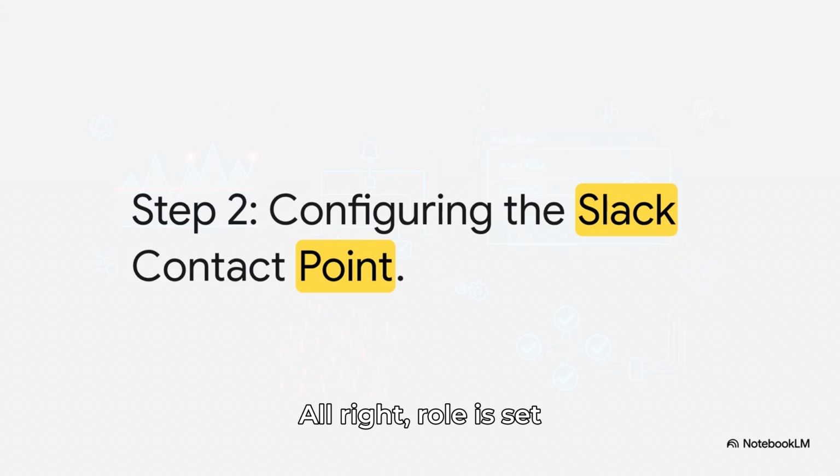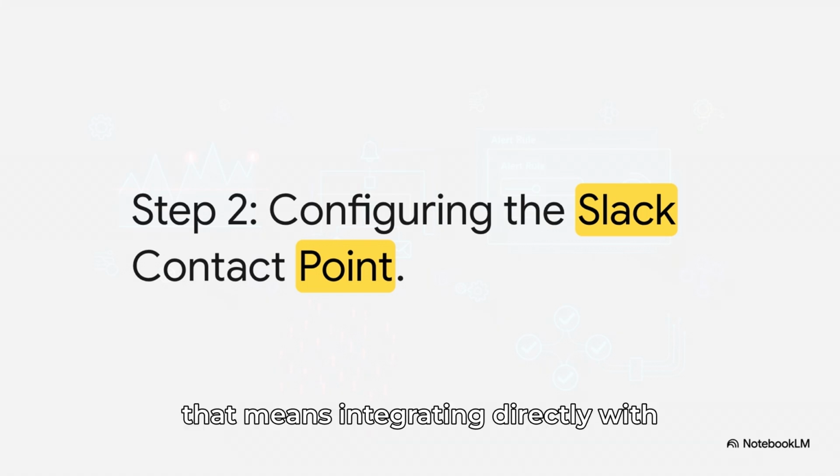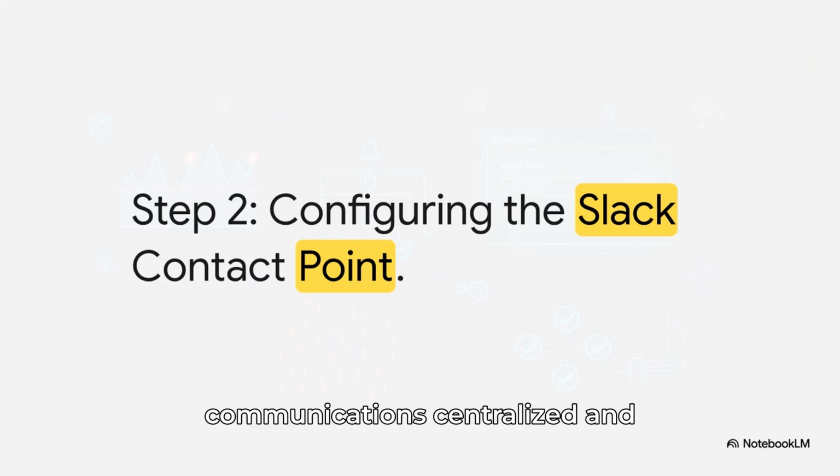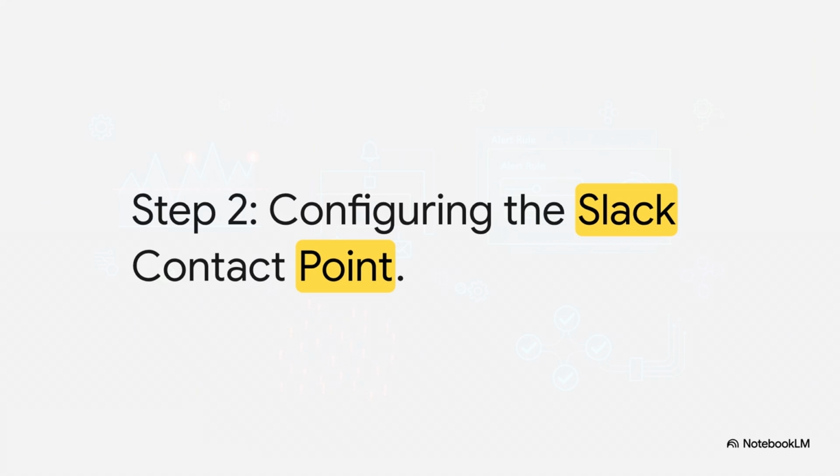All right, rule is set up. Context is there. Now we have to decide exactly where it goes. This is called a contact point. And for most IT support and DevOps teams today, that means integrating directly with Slack to keep communications centralized and visible to the whole team. Let's look at how we establish that connection securely.